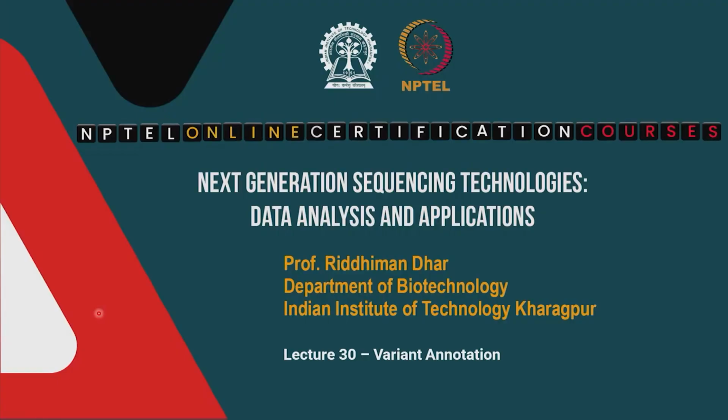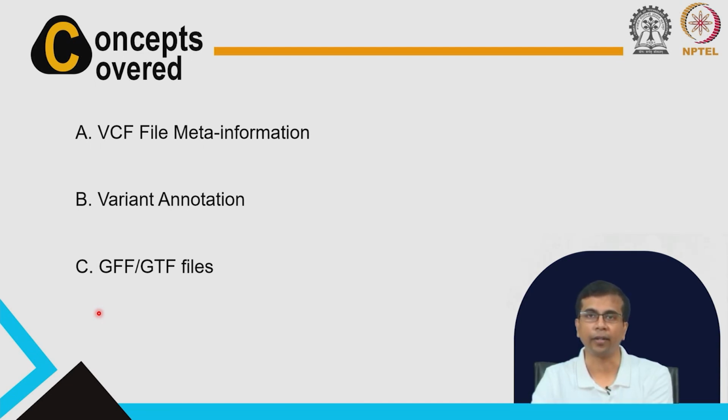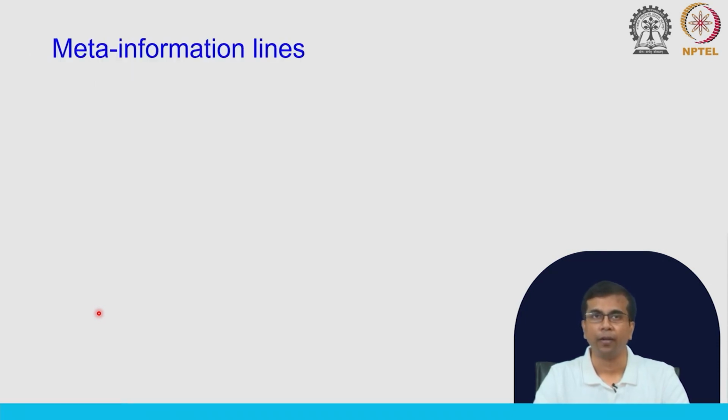So, in this class we will discuss the meta information lines and finish the VCF files, and then we will talk about something called variant annotation. Okay, so here is the agenda for this class. We will talk about VCF file meta information, and then we will talk about variant annotation: what kind of data we need for variant annotation, what we mean by variant annotation, and then the tools that we can use to do variant annotation. Okay, so let us start with the meta information lines.